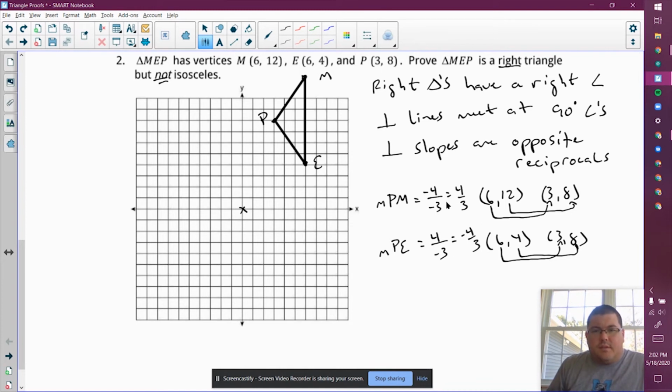Are these opposite reciprocal slopes? Well, they are certainly opposite. The sign is different, but what is a reciprocal? A reciprocal would mean this is flipped over. And so these are not opposite reciprocal slopes. Therefore, these are not perpendicular.